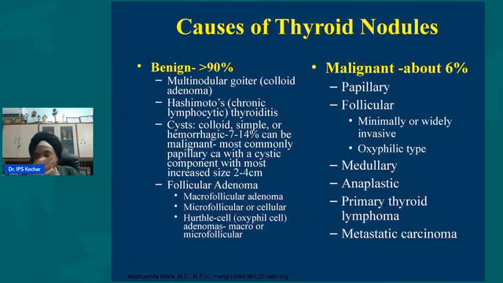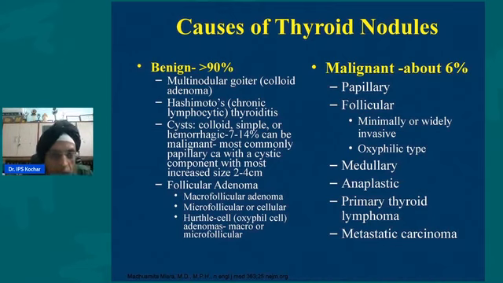So what are the causes of a thyroid nodule? Normally, more than 90% of the time it is benign, and malignant is about 6% of the time. Causes include multinodular goiter, colloid adenoma, and Hashimoto's thyroiditis, or chronic lymphocytic thyroiditis. Cysts are there, so maybe a colloid cyst, a simple cyst, or a hemorrhagic cyst. Around 7 to 14% of hemorrhagic cysts can be malignant. Most commonly, the malignant one is papillary carcinoma with a cystic component, with size 2 to 4 centimeters.